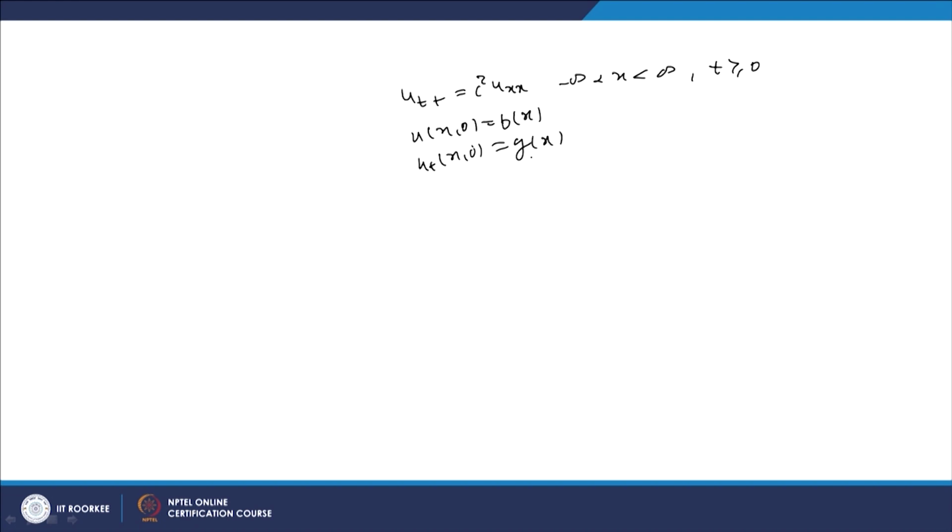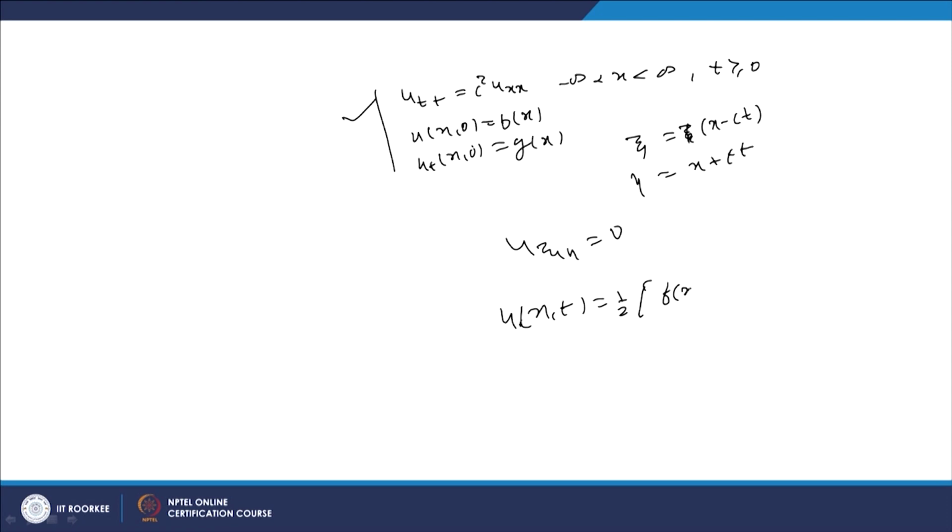And here we have solved this problem by considering that since this is a hyperbolic equation, its characteristics exist, with xi as x minus ct and eta as x plus ct. With the help of this, we have reduced our problem to u_xi eta equal to 0, and then after solving this we obtained our solution, u(x,t) is equal to 1 by 2 [f(x plus ct) plus f(x minus ct)] plus 1 upon 2c integral from x minus ct to x plus ct of g(xi) d xi.